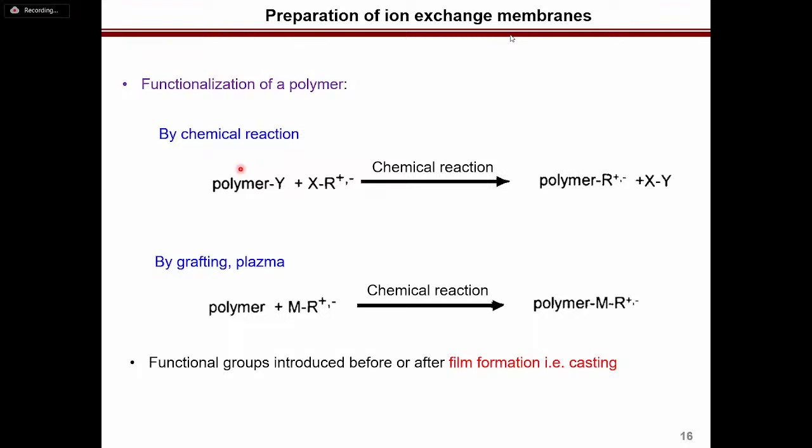The functional group can be introduced before or after film formation. When I say film, you have the sheet of membrane. So you can first introduce the functional group into the backbone and then cast to form a sheet, or you can also cast the backbone first and then introduce the functional group. We work in both ways, depending on the type of membranes you would like to form.